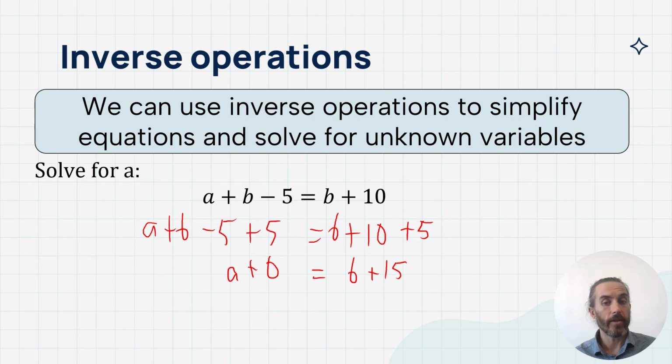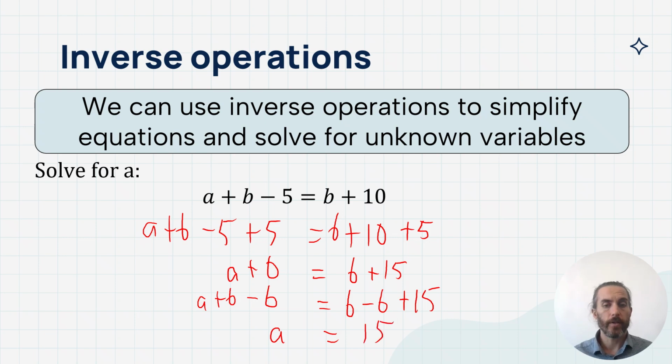Now let's apply the inverse to plus b. So a plus b, the inverse is minus b. And let's bring the inverse over here as well: b minus b plus 15. So we did the same to both sides. And now we can simplify this. a plus b minus b is just a. b minus b plus 15 is just 15. So now we've solved for a. We've found out what a is just by applying inverse operations to both sides.